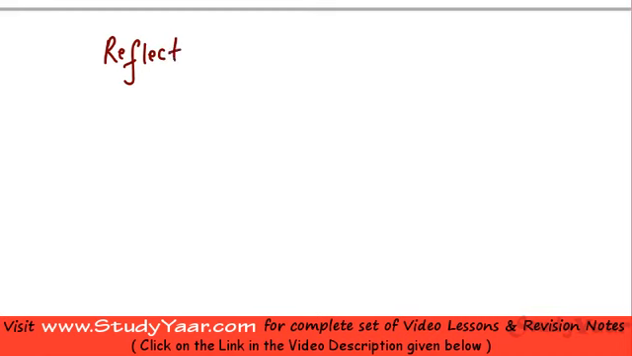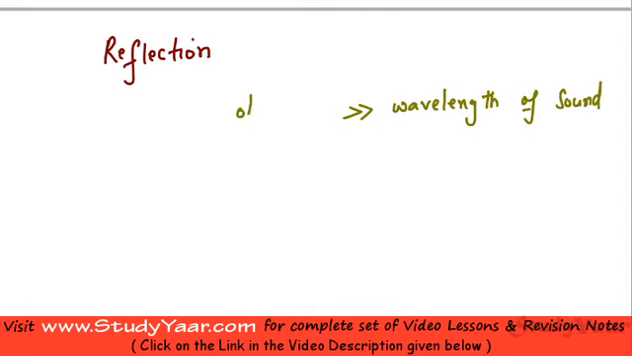Just like the reflection of light, sound is also reflected from obstacles whenever the obstacles have dimensions which are much greater than the wavelength of the sound. So if the wavelength of the sound is much smaller than the dimensions of the obstacles, you are going to get reflections. Your sound is going to get reflected from that obstacle.